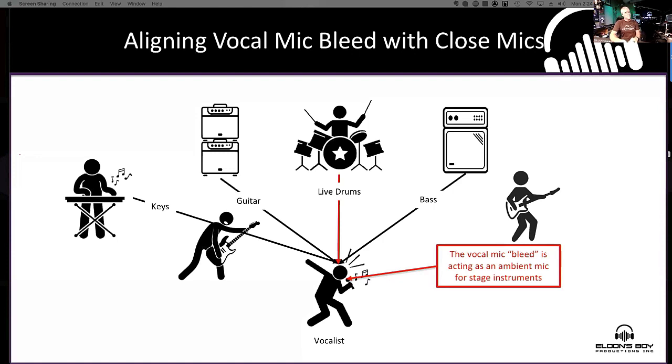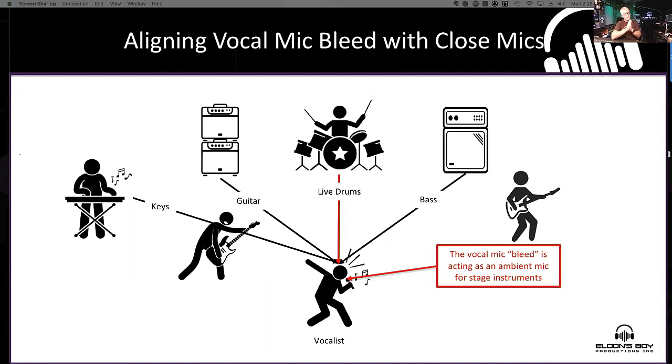The vocal mic bleed is acting as the ambient mic for stage instruments. And as Michael said, well, why would I do this? They're moving too much. Well, what you want to do, at least this is the agenda that I use, is I want it to be right. I want it to be as good as possible when he's in the worst place, right? Because remember how comb filters work. They work on delay and amplitude, right?